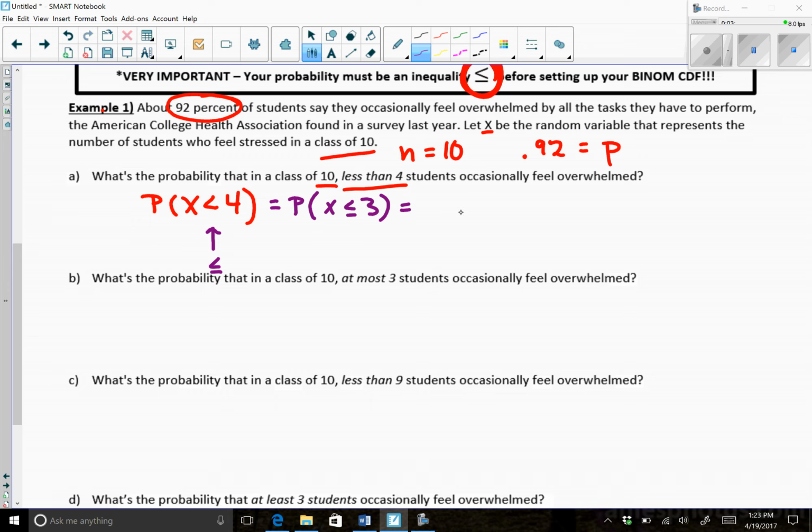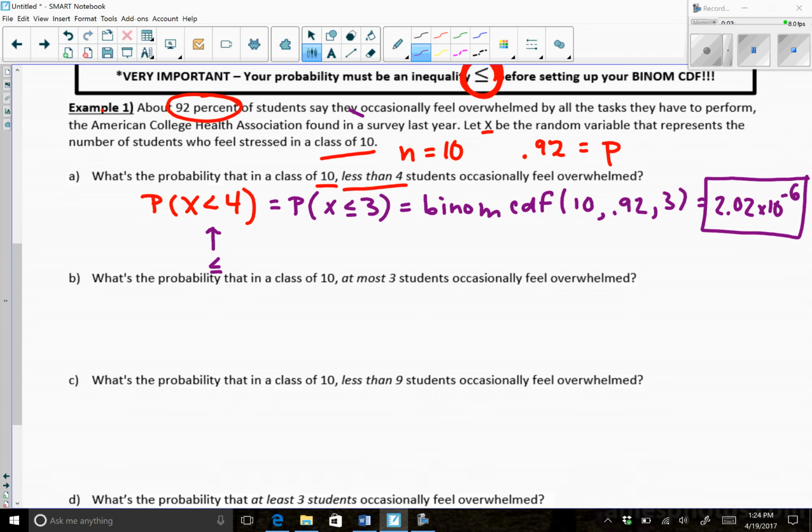So writing this out, and this is work you would have to show on the IB exam to get full credit, is what you're typing into your calculator. It's binomCDF of 10 for your sample, 0.92 for your probability, and 3 for the amount we want for the probability inequality symbol. You type that into your calculator, and you're going to get an e to the negative number, so I'm just going to convert that into scientific notation. We get 2.02 times 10 to the negative 6 power.